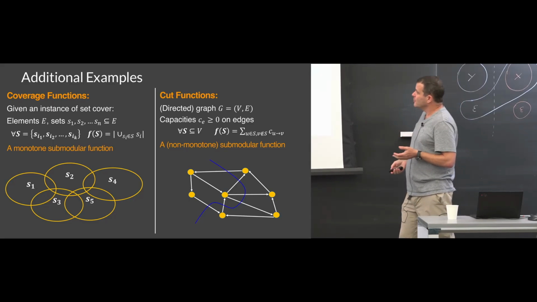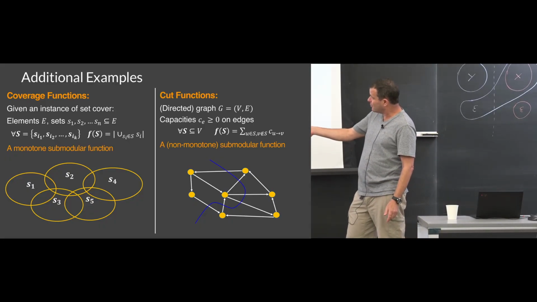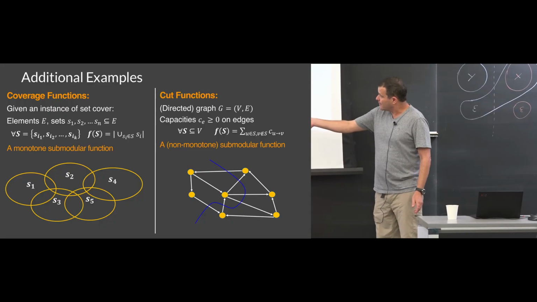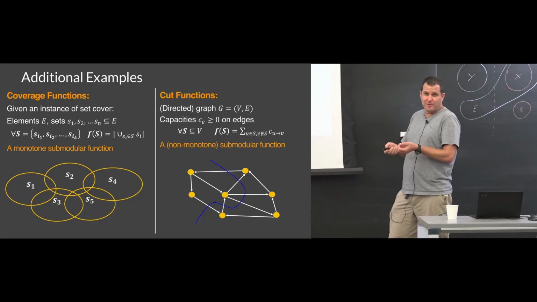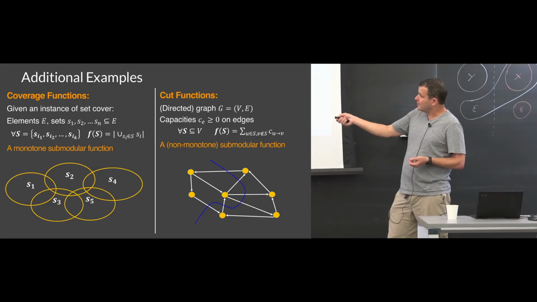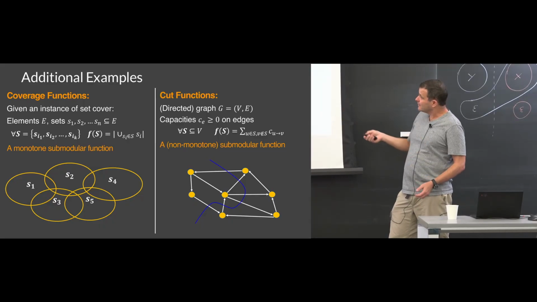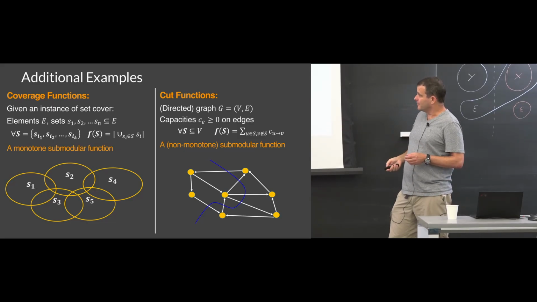For a coverage function, we have a set cover instance. These are the sets, and I didn't draw the elements that are inside these sets, or you can think about the area that they cover. Now it's a bit confusing. The elements of the submodular function are actually the sets that you choose. And then for any family of sets, the function is just the area or the number of elements that are covered.